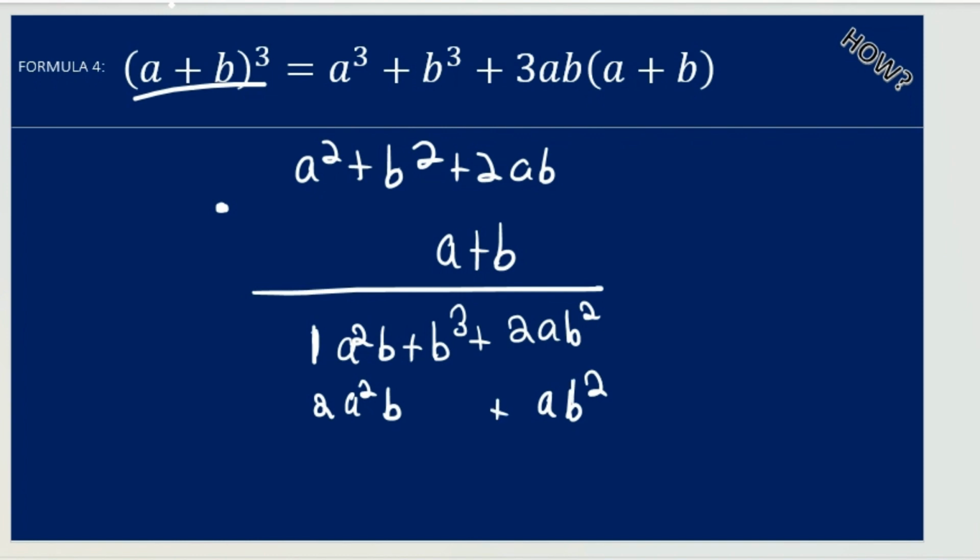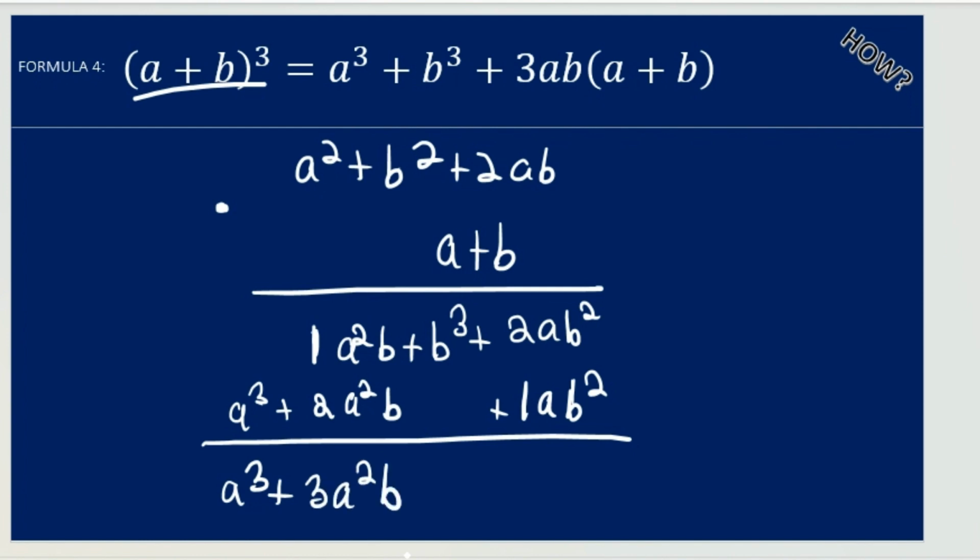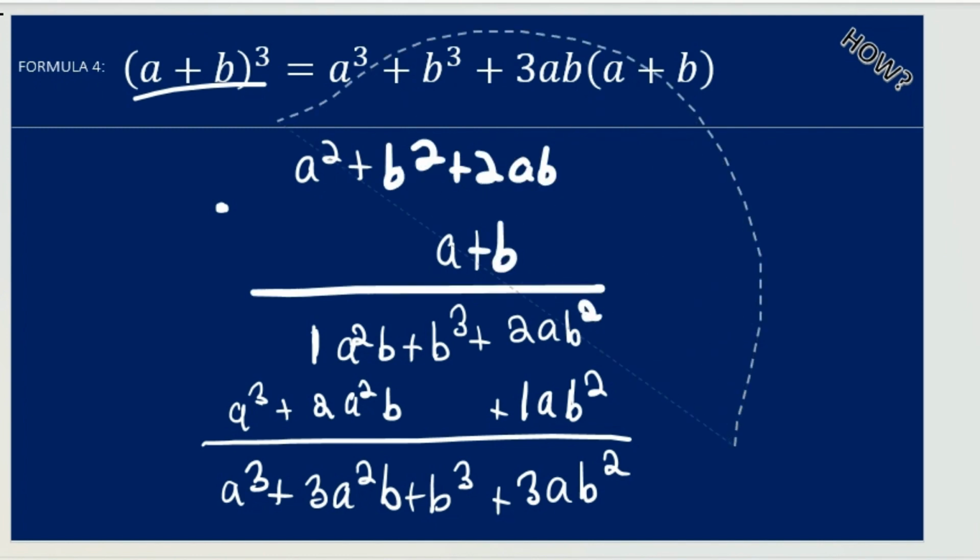So here it's going to be added. So again, in front of this term, the coefficient is going to be 1. Now a times a squared is going to be a cube. So we're just going to write a cube. Now we just got to add. So a cube plus, okay, now you first got to add the coefficients. So 1 plus 2 is going to be 3, and then just a squared b. Leave the variables as it is. Then drop the b cube plus, again, 2 plus 1 is going to be 3, so 3ab squared. And that is what we get after multiplying.